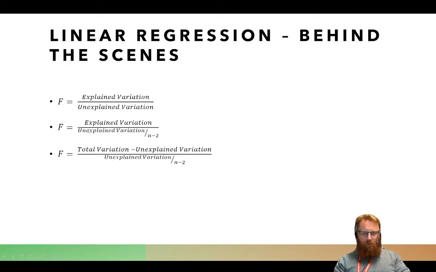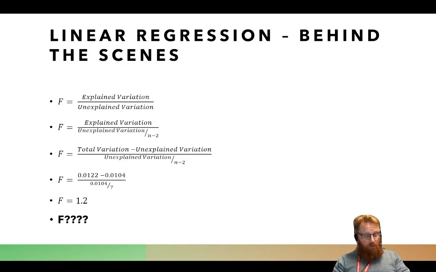So as I say, we replace explained variation with total minus unexplained. We calculate those numbers just as we did before, right? Total variation is just how much the data varies from the mean. Unexplained is how much it varies from the line of best fit. We plug those values in here, we get F equals 1.2. And what good was that? What is that going to get us?